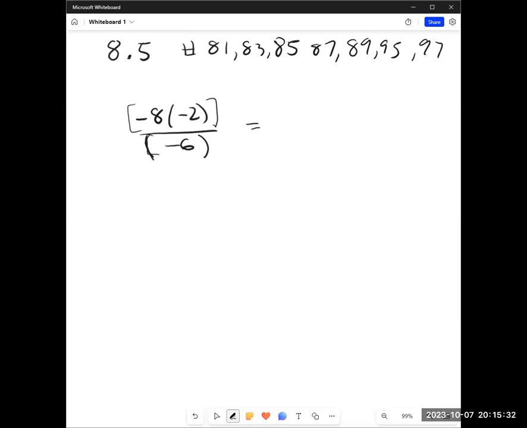So a negative times a negative is a positive 16 over a -6. That gives me a negative quotient. There's an even number in the top and bottom, so I'm going to reduce, and that makes 8 over 3. So it's -8/3.